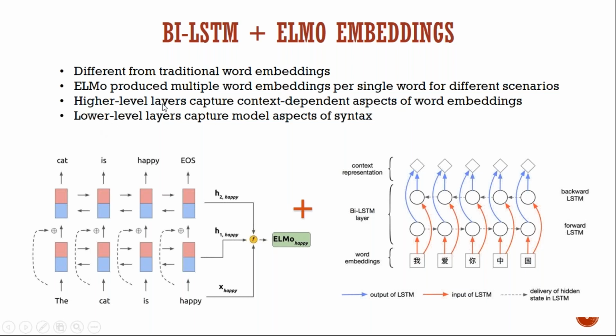The higher level layers capture context-dependent aspects of word embedding. Lower level layers capture aspects of the syntax. ELMo produces multiple word embeddings per single word for different scenarios. This one I said before. So the ELMo embeddings are very powerful when compared to the GloVe embeddings, which are not contextual embeddings, but static embeddings.